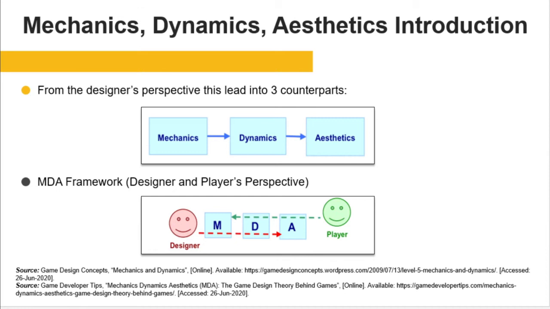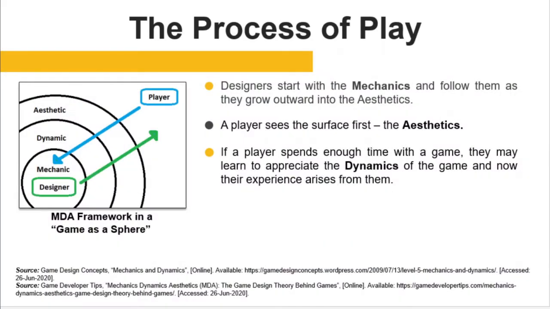It is also helpful to observe how even small changes in one layer can cascade into others and impact all the game. For the process of play, designers start with the mechanics and follow them as they grow outward into the aesthetics. You can think of a game as a sphere, with the mechanics at the core, the dynamics surrounding them, and the aesthetics on the surface, each layer growing out of the one inside it.